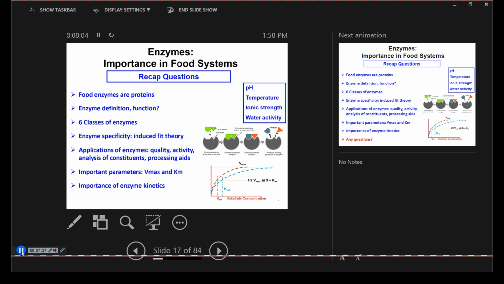And we talked about the importance of enzyme kinetics, and that's why we're going to spend some time talking about enzyme kinetics. Why is it important to understand enzyme kinetics? With enzyme kinetics, we can get characteristics such as Vmax, Km, impact of inhibitors on the Vmax and Km, impact of substrate concentration, impact of enzyme concentration.